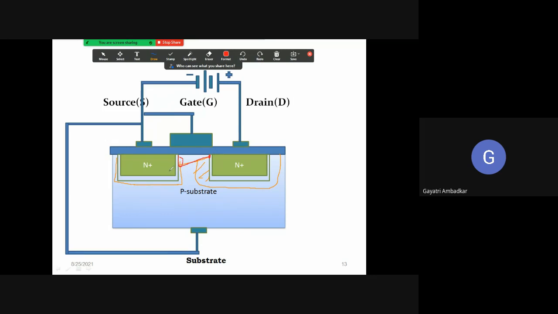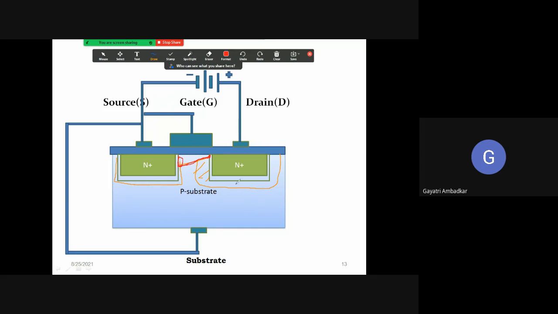Understood? Because the drain is facing more reverse bias, the width of the depletion layer is more here. When you say the depletion layer is more, it means the available width for the channel is less. So here the channel is narrower and here the channel is broader. So now they are not symmetrical. When they were established, the depletion layers were symmetrical, but now it is not.